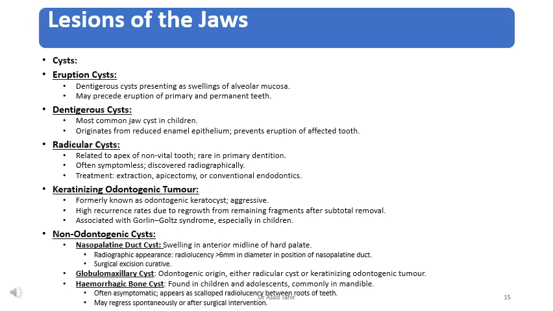Non-odontogenic cysts. Nasopalatine duct cyst: swelling in the anterior midline of the palate. Radiographic appearance: radiolucency greater than 6 mm in diameter in the position of the nasopalatine duct. Surgical excision is curative. Globulomaxillary cyst: odontogenic origin, either radicular cyst or keratinizing odontogenic tumor. Hemorrhagic cyst: found in children and adolescents, commonly in the mandible. Often asymptomatic, appears as a scalloped radiolucency between the roots of teeth. May regress spontaneously or after surgical intervention.